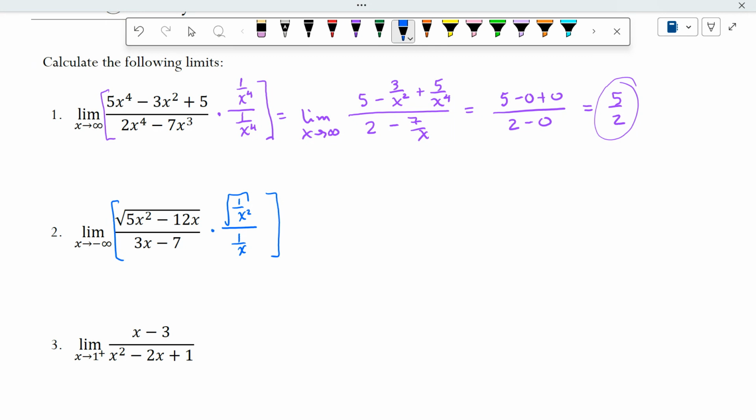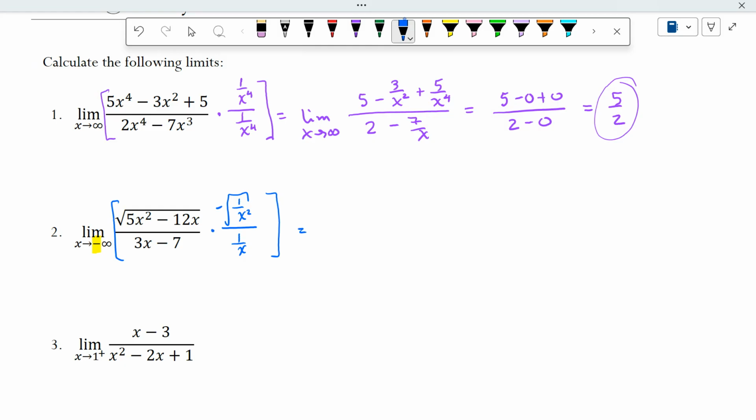I have to multiply by a positive 1. I am currently multiplying by a negative 1 because we are approaching negative infinity. My numerator is going to be positive. My denominator is now negative. How do I make this a positive 1? I make either the numerator negative or the denominator negative, correct?